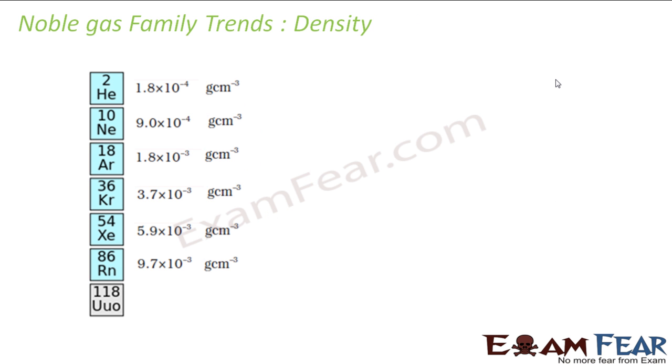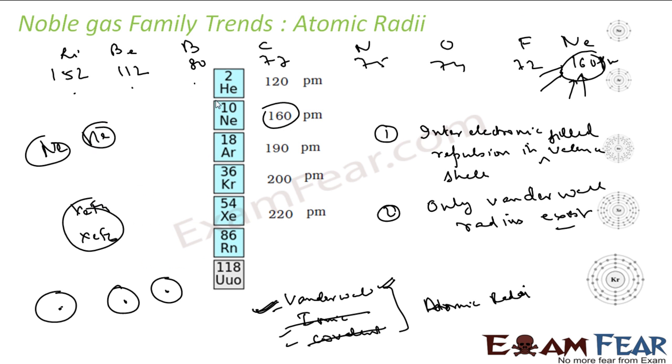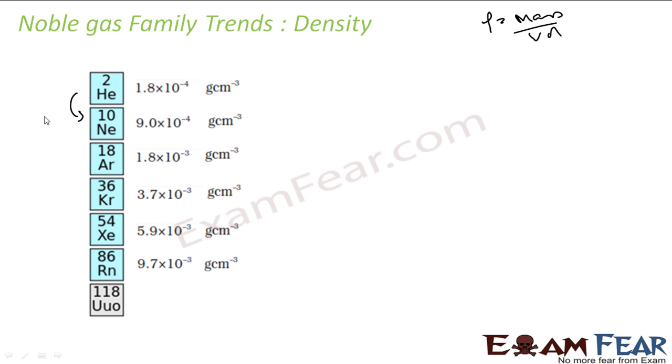The next is density. Again, density is mass by volume, right? Density is mass by volume. So if you see this trend just now here, the volume increase is what? 122 to 160 is almost 30%. And then again 160 to 190 is almost 20%, and 190 to 200 is almost 5%, and then this is almost 10%. So 30%, 20%, 5%, 10% increase in the volume.